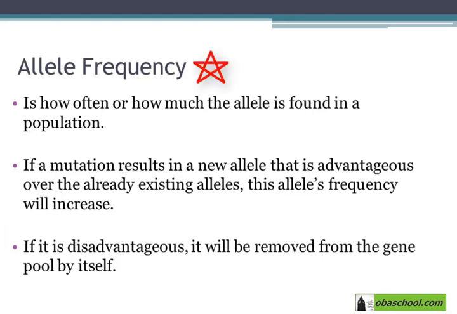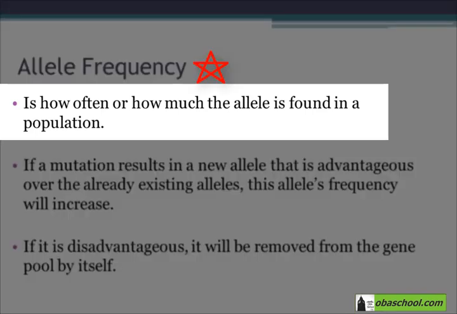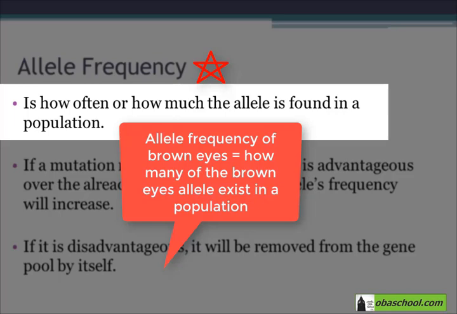Allele frequency. It is how often or how much an allele is found in a population. Since brown eyes are more common than blue eyes in the human population, the allele frequency of brown eyes is higher. The allele frequency of brown eyes is how many of these brown eyes we find in the population.